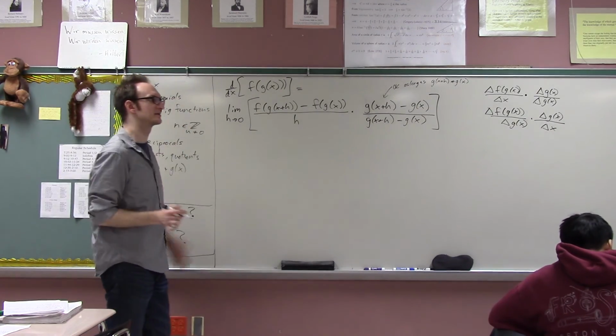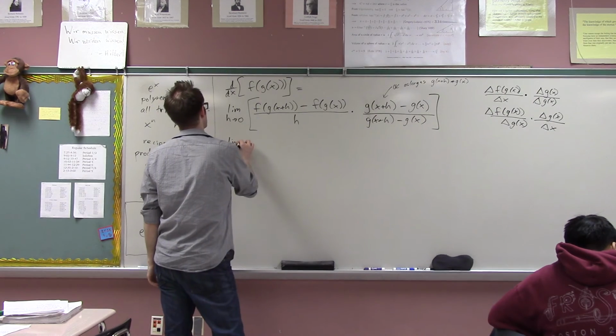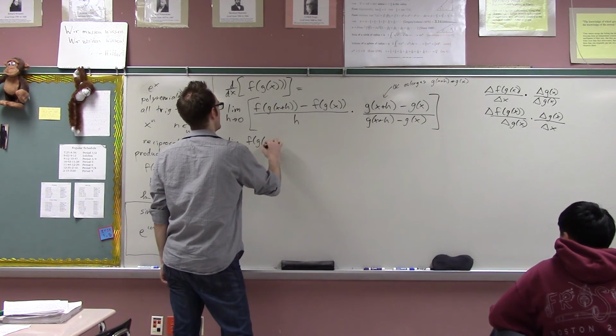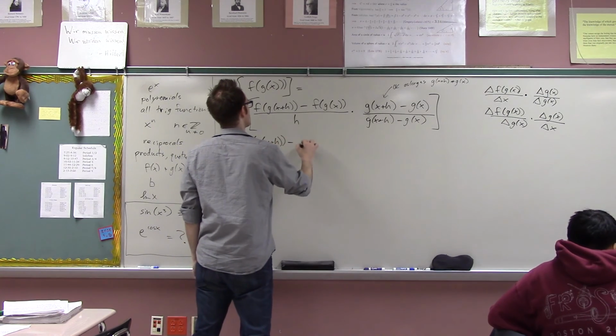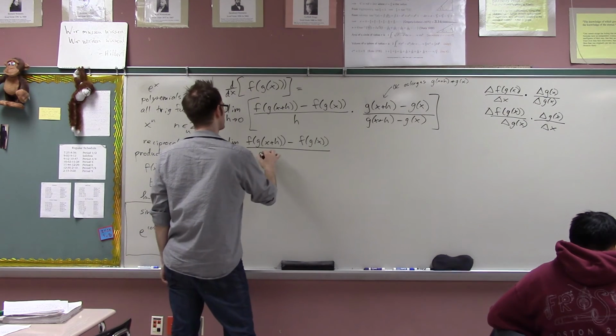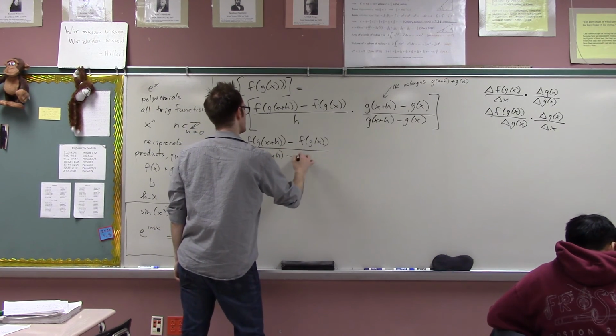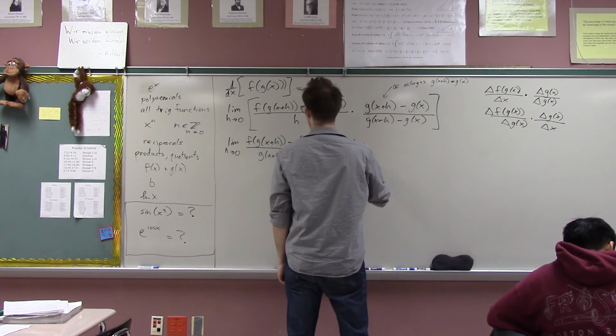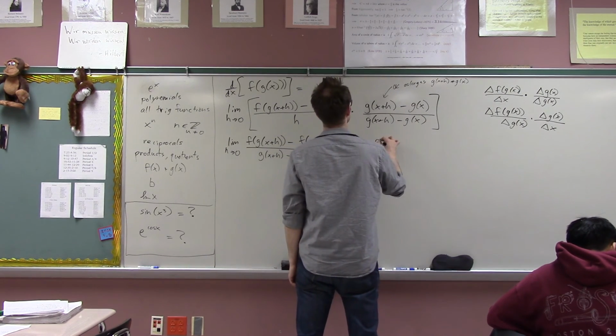Split up the limits, right? So we split this up into the limit as h goes to 0 of f of g of x plus h minus f of g of x over g of x plus h minus g of x, times the limit as h goes to 0.